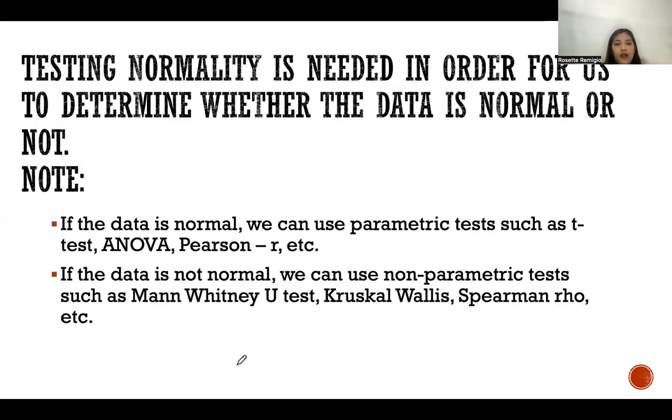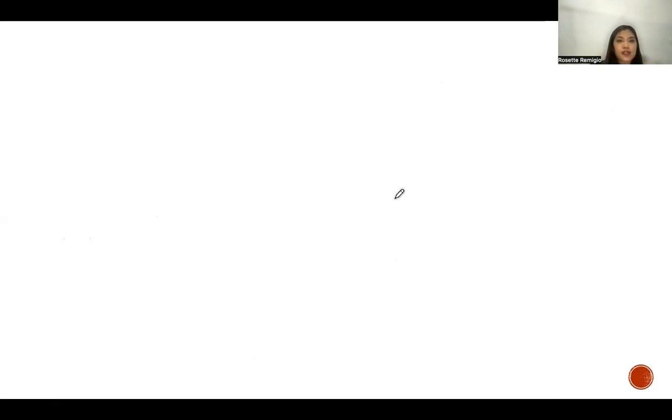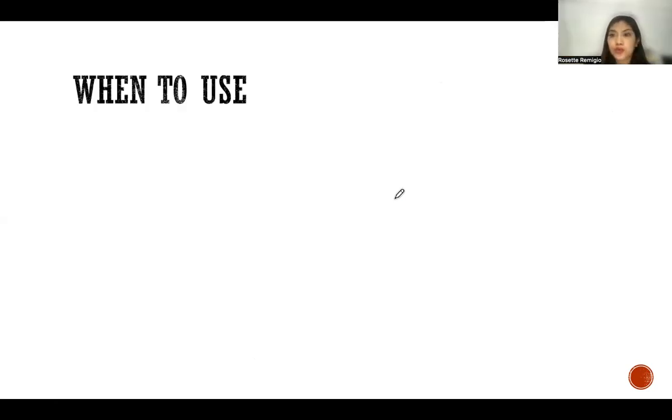So, tandaan nyo to ha, kasi nga, testing normality is needed in order to determine if it is normal or not. If the data is normal, we can use parametric test such as t-test, ANOVA, Pearson R, and etc. And if the data is not normal, we can use non-parametric tests such as Mann-Whitney U test, Kruskal-Wallis, Spearman rho, and etc. Okay, again, if the data is normal, parametric test ang gagamitin natin. Alright?